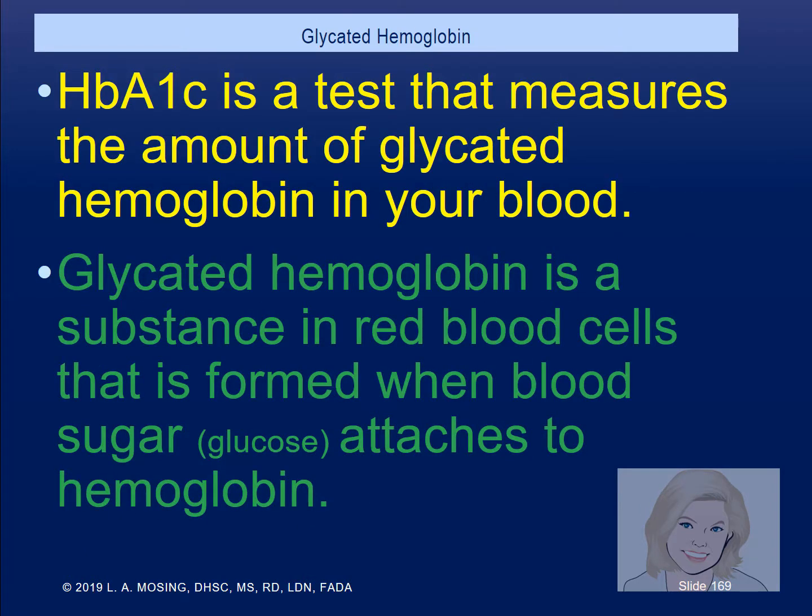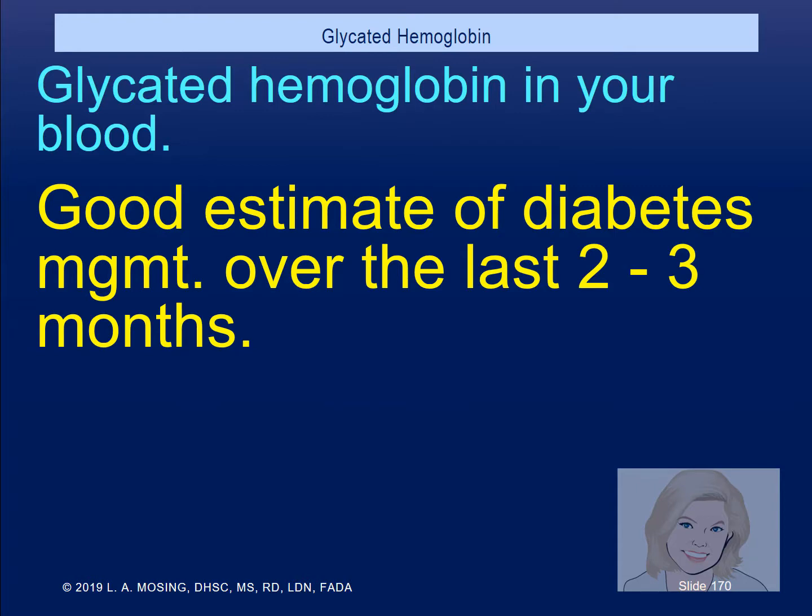Glycosylated hemoglobin. There's going to be a test question, maybe more than one. It is the substance in a red blood cell formed when our blood sugar attaches to hemoglobin. It's a test of where your blood sugar's been the last 2 to 3 months.